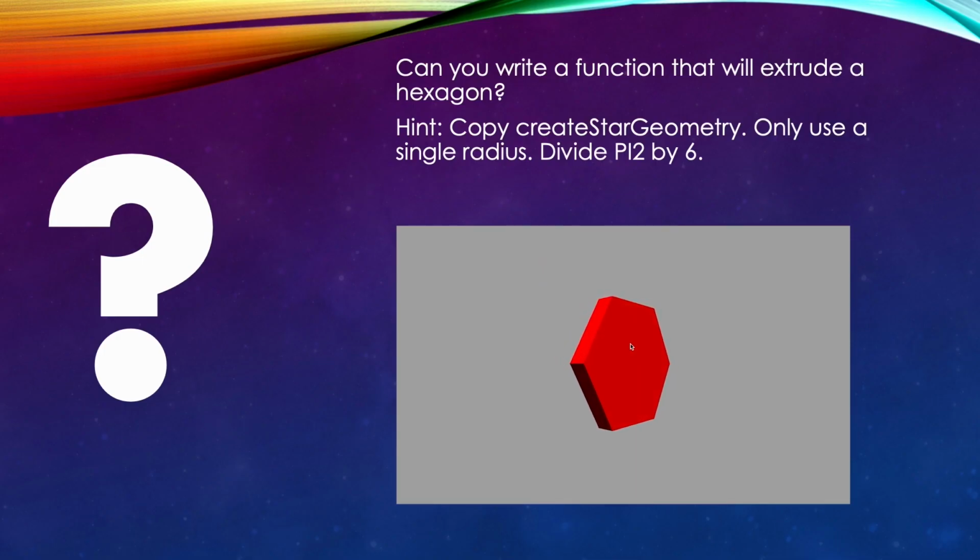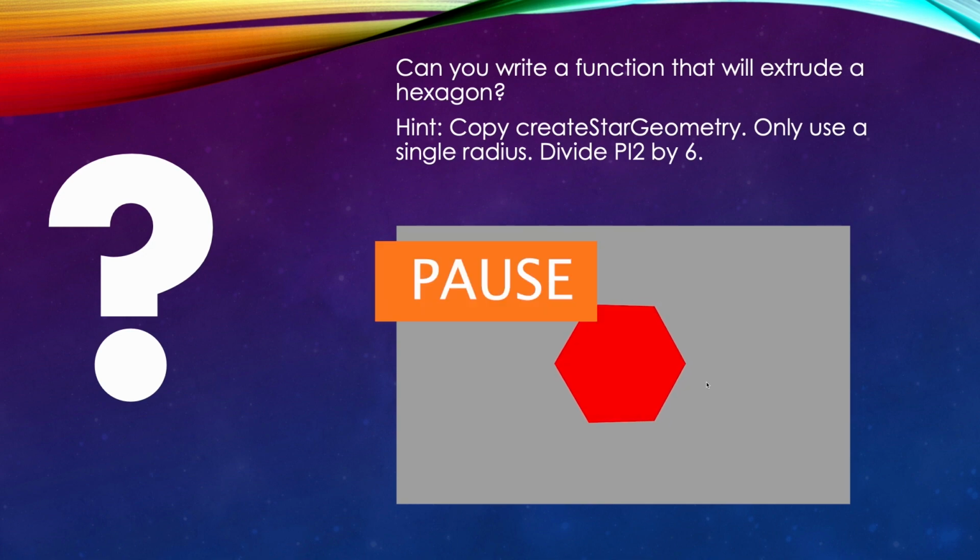Can you write a function that will extrude a hexagon? This is very similar to the create star geometry method. I recommend copying it as a starting point. The main difference is we don't need to keep switching the radius value, and we only need to divide pi times 2 by 6.